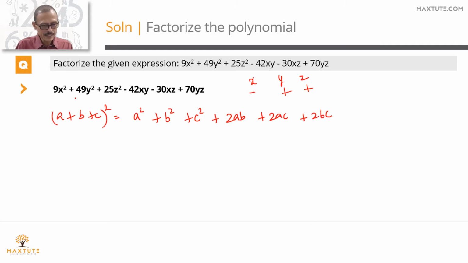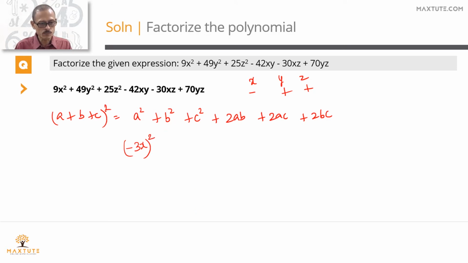Let's compare each of these terms with this and see if we can rewrite this entire expression in this format. If a square is a 9x square, then a is either plus 3x or minus 3x. We said that the coefficient of x, let's go with a negative. So we'll take a to be minus 3x. This is going to be equal to minus 3x the whole square.